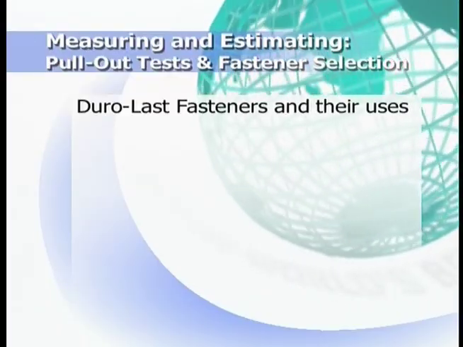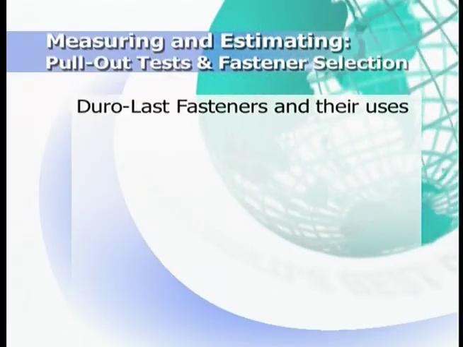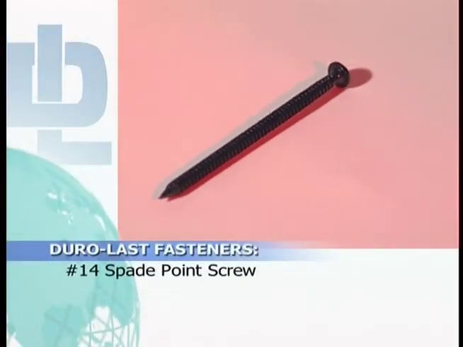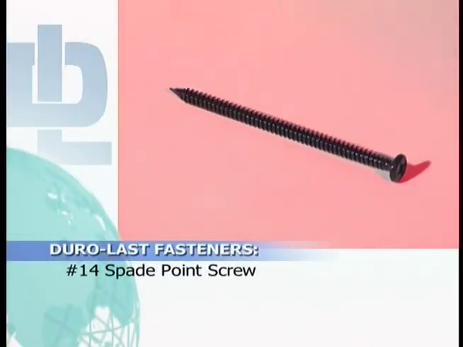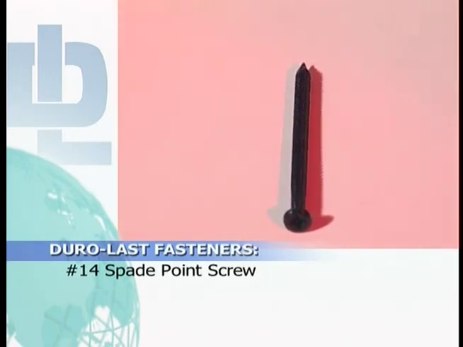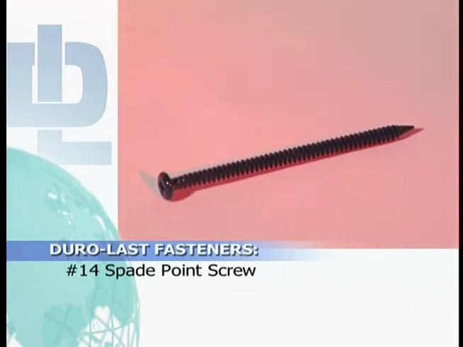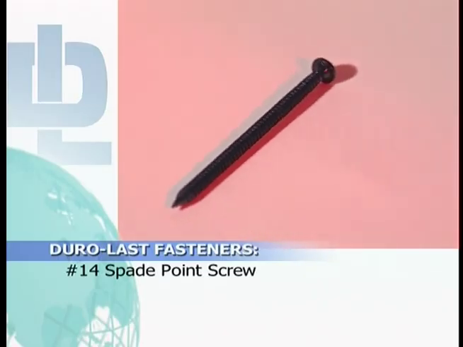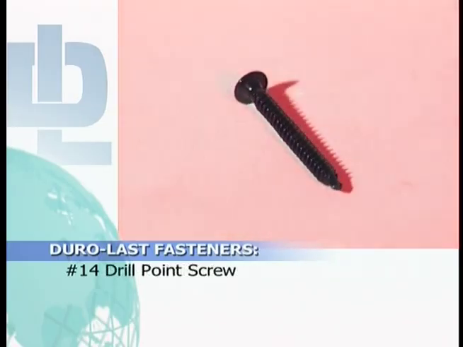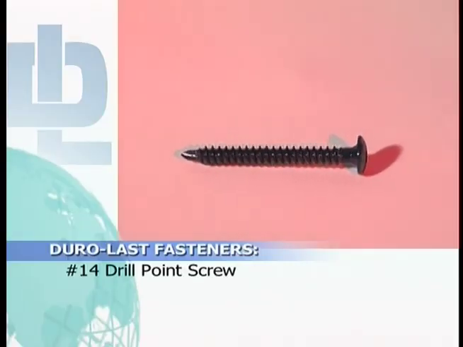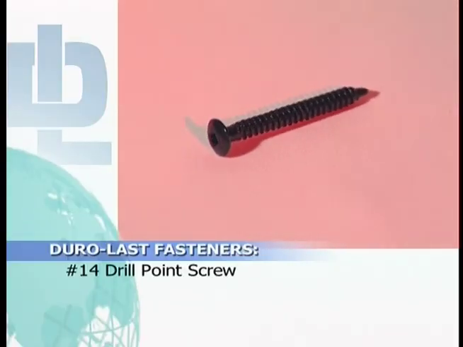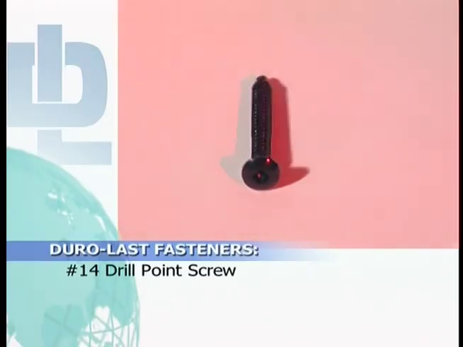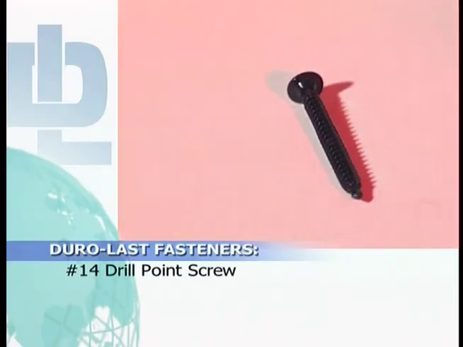Here are the available Duro-Last fasteners with a brief description of where they are used. The Duro-Last No. 14 spade point screw is used on various wood, metal, and concrete decks. You can identify this fastener by its single flute cutting edge with a spade point and P3 driving head. The Duro-Last No. 14 drill point screw is also used on various wood, metal, and concrete decks. Identify this fastener by its double cutting drill point edge.